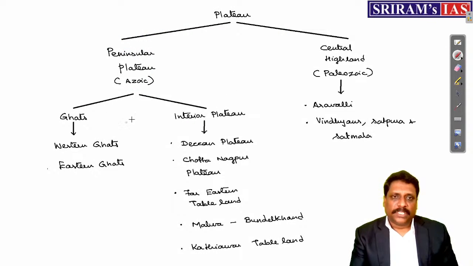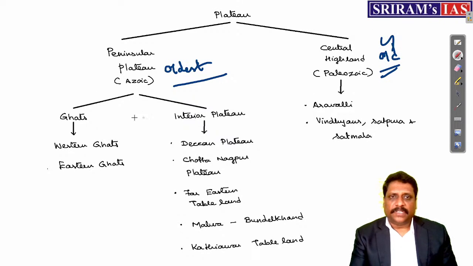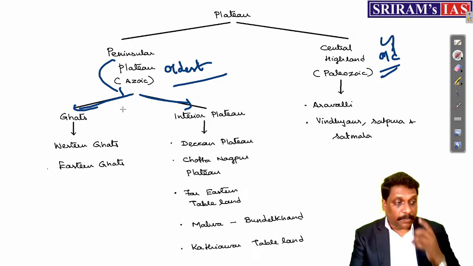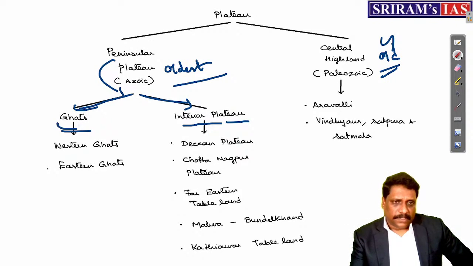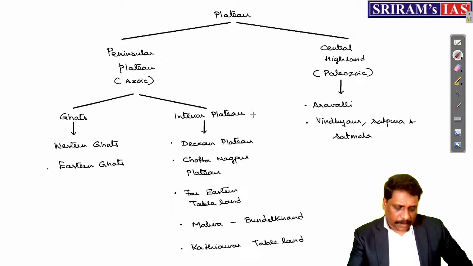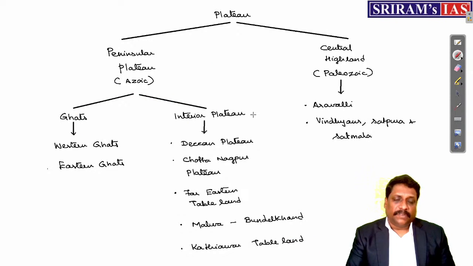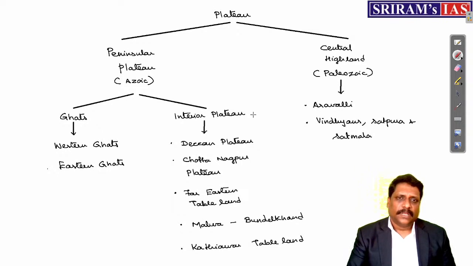Having said this, all these features are the oldest features, whereas central highlands belong to the old features. And my dear friends, just for our own convenience, this peninsular plateau I am further subclassifying into interior plateaus and ghats. Ghats do not have a perfect definition. Somewhere I can say the boundary of the plateau I can call a ghat. Even sometimes the river banks you call a ghat. So ghat is more like a boundary.